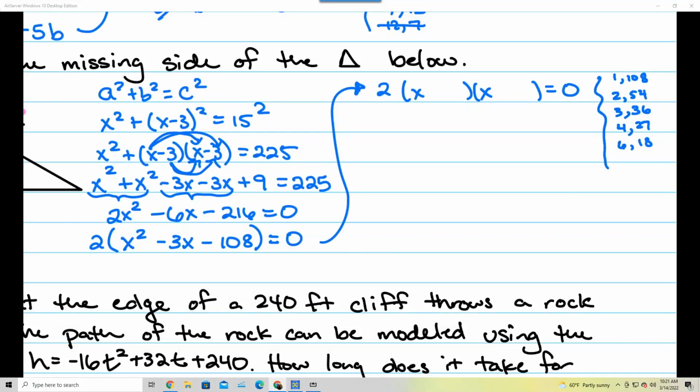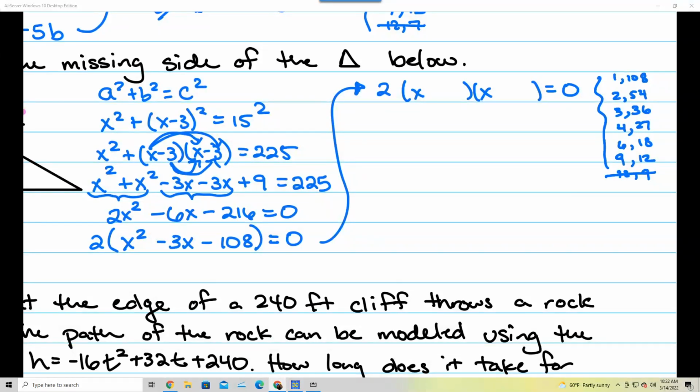There is no 7. There is an 8. No, there is no 8. There is a 9. 9 and 12. There is no 10. There is no 11. There is a 12 and 9. And that completes my list.